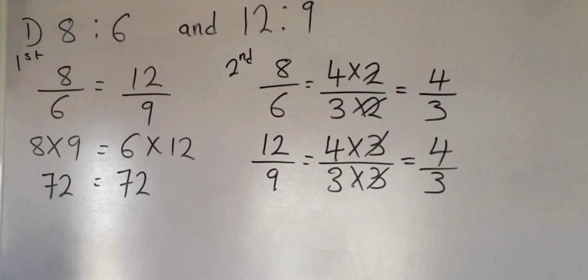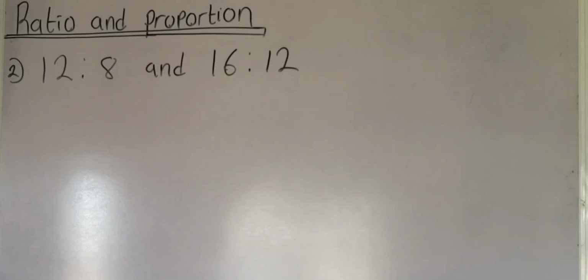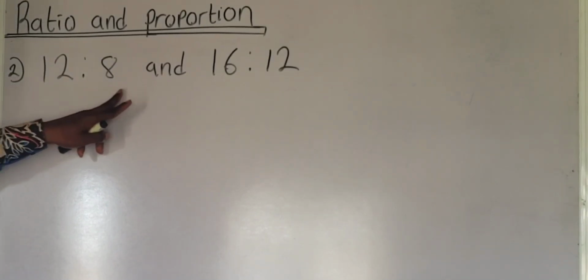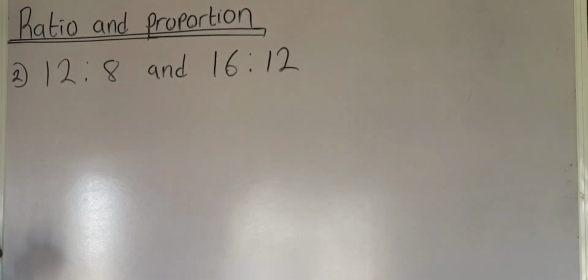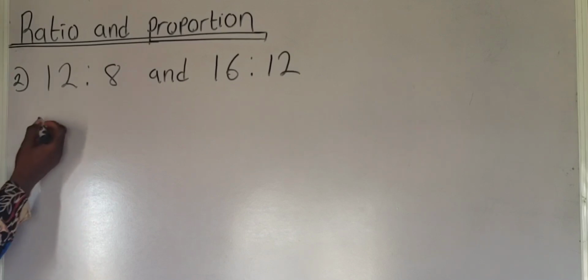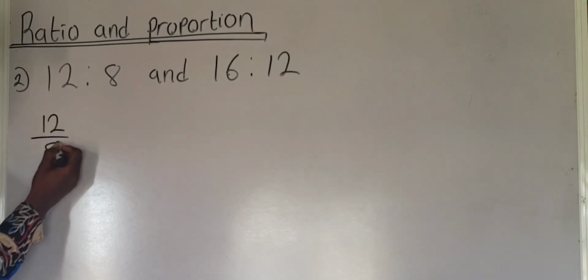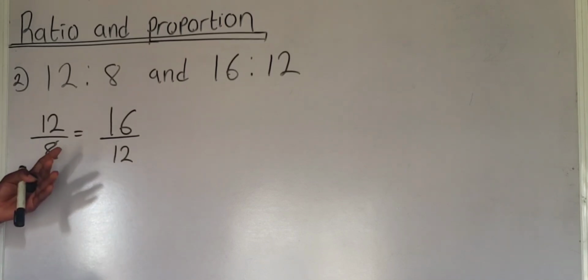So these are the two ways to check whether two ratios that we are given are equivalent or not. Do you understand? Okay, now let's have another worked example. We are asked to determine whether 12 ratio 8 and 16 ratio 12 are equal. Let's start with the first method. In this case, we are going to set both ratios equal to each other. So I'm going to have 12 over 8 equals 16 over 12. Then we are going to take the cross product.